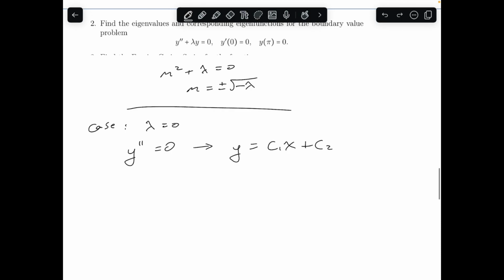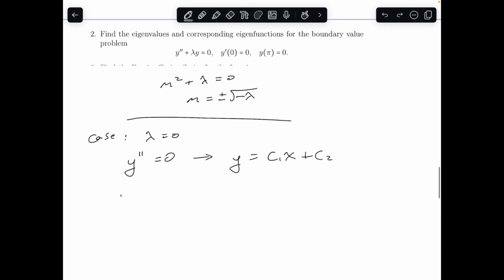So our conditions, one of them involves y prime, which in this case is just c1. So the condition y prime of 0 equals 0 tells us that c1 equals 0, because that's what y prime of anything is.